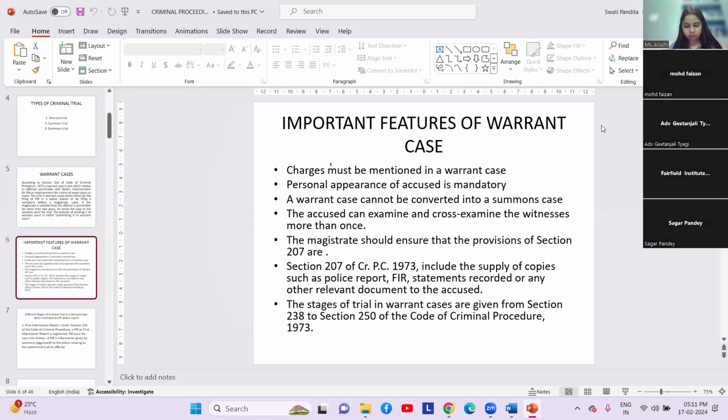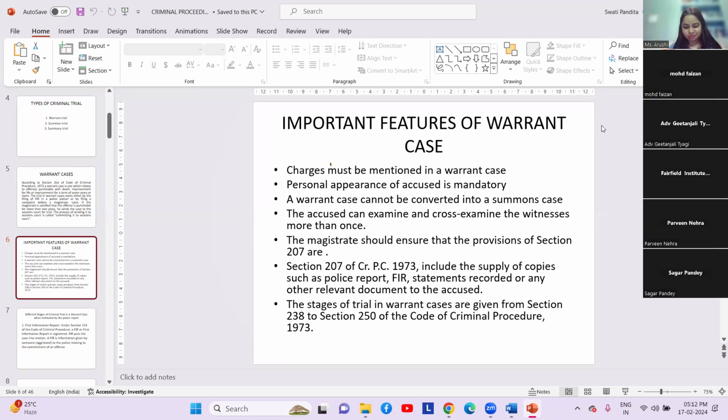Charges must be mentioned in a warrant case. Now, what will be the charges? Charges are the sections which are imposed on a person after the thorough investigation by the magistrate. This is done by the magistrate. Only the magistrate has the power to do so. Charges are decided by a magistrate only.